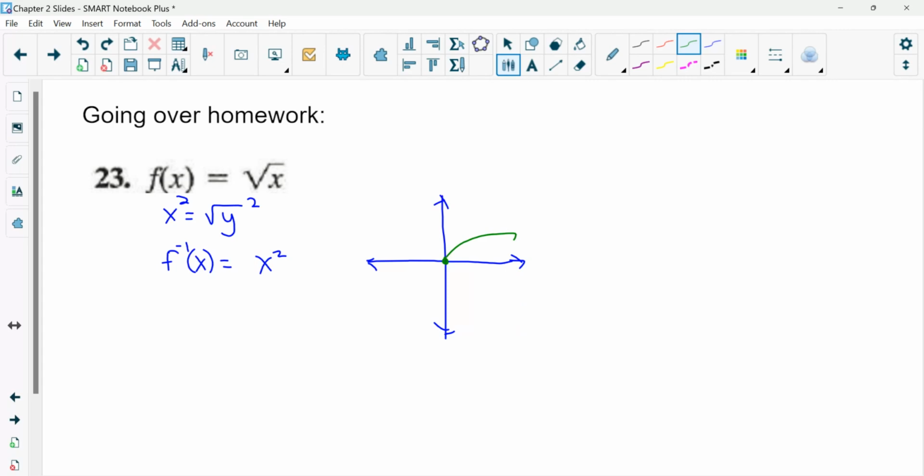Alright. Now, what does the parabola look like though? That's a U, right?